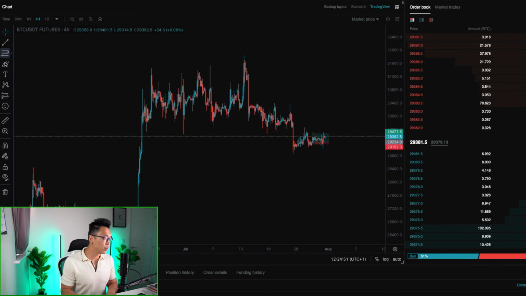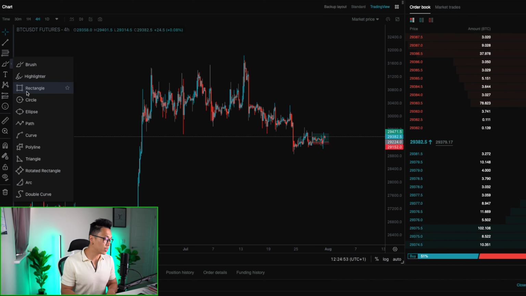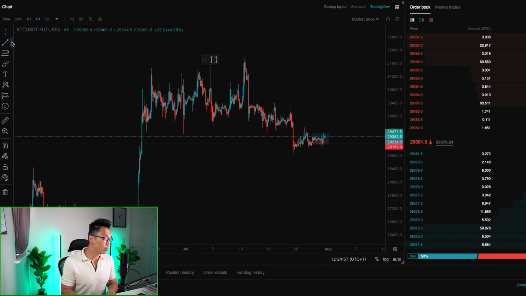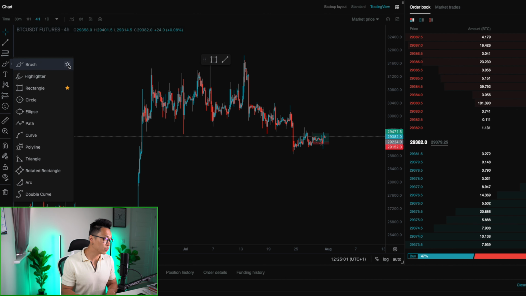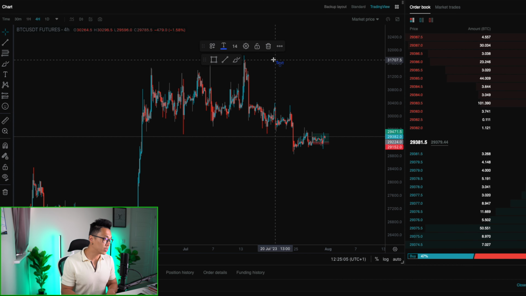So from here, I would also love to use, on the left hand side here, the rectangle tool, so I'll keep that as a favorite. And then I will also use the trend line tool as a favorite. I use the brush tool here as well as a favorite. And then last but not least, I will use the text tool as a favorite as well.